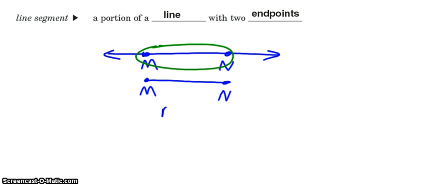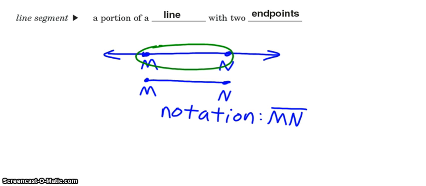And the notation of this line segment will be written as such: MN with a bar over it. Again, remember with the points, they're capitalized, and to show that this is a segment, we'll put a bar above it with no points and no arrows. Go ahead and write this down.